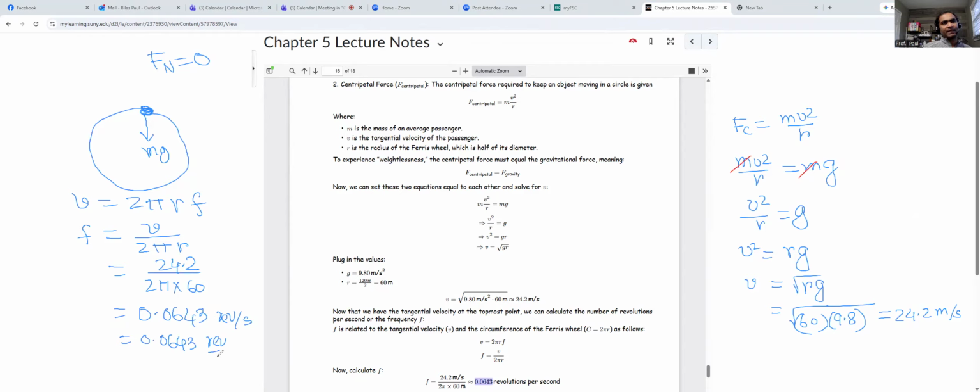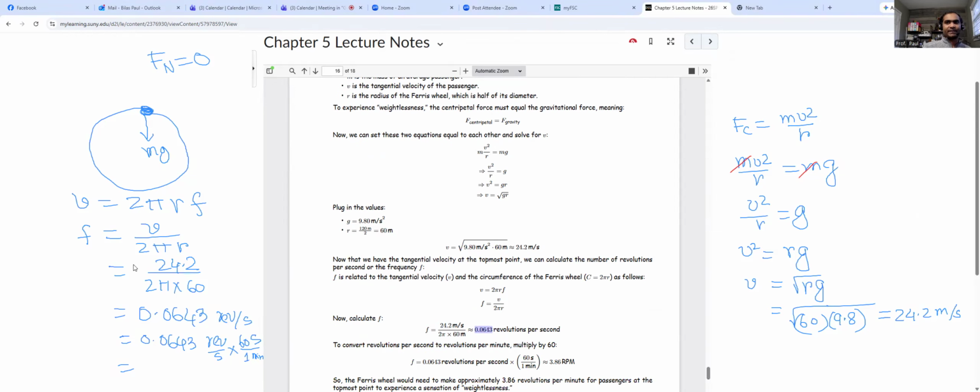Rev per second. Now we want to remove second. We want in minute, right? 1 minute is 60 seconds. So that's why that 60 is on the top, right? So when you multiply these two, you get this value, 3.86 RPM. Okay, so the correct answer here is 3.86 RPM.